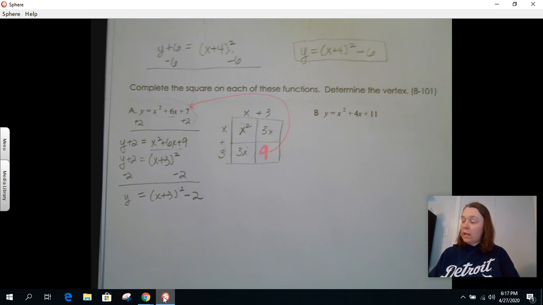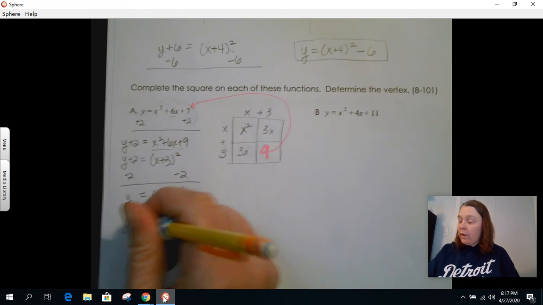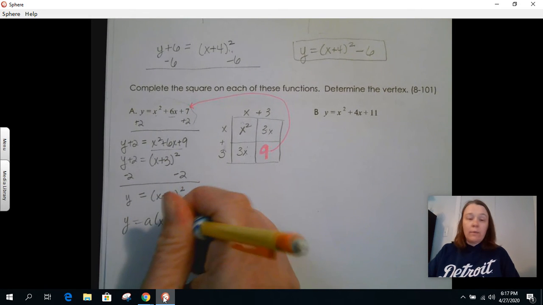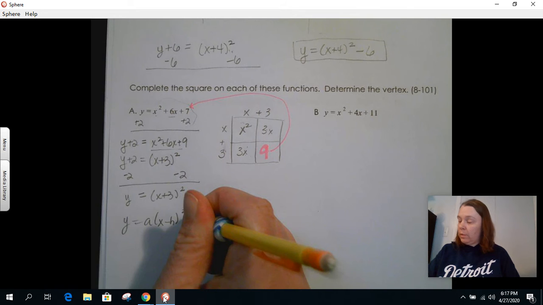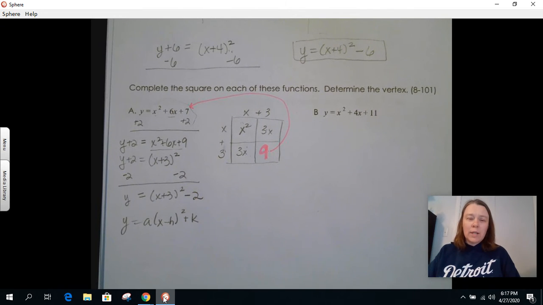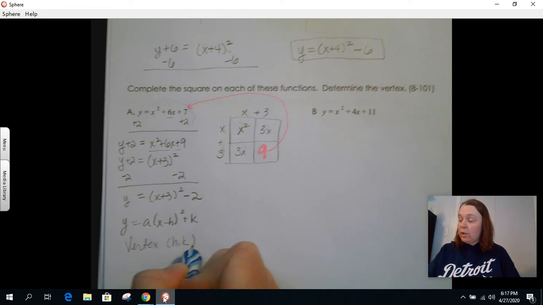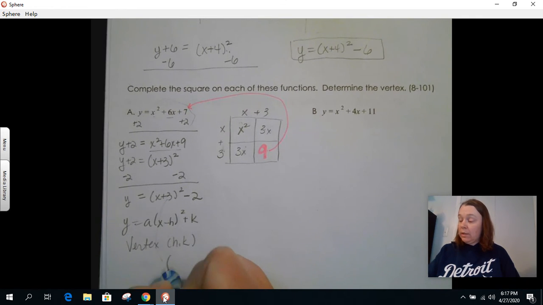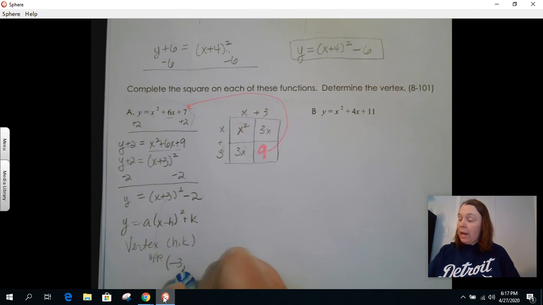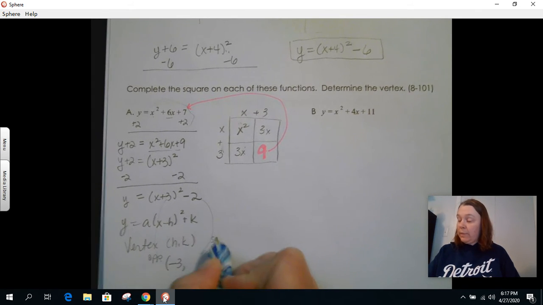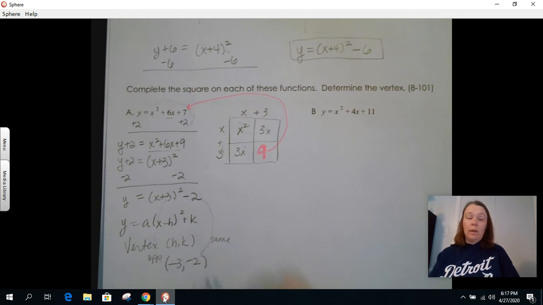So here is our vertex form. And so when we compare that to just the general, I keep saying vertex form, also called graphing form. I'm used to calling it vertex form. Old habits die hard. Okay, so our vertex is (h, k). So remember, it's the opposite, right? The opposite of what's in with the x, so -3, and this stays the same, so -2. And there's our vertex.